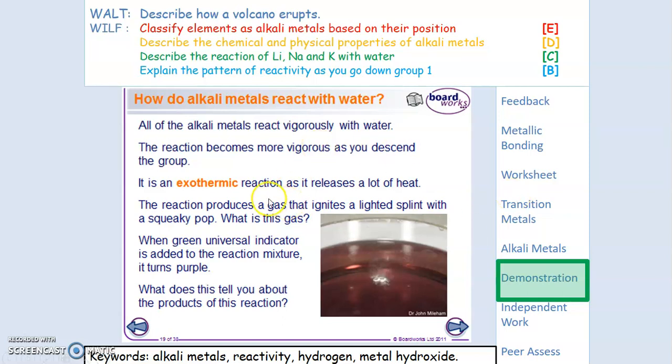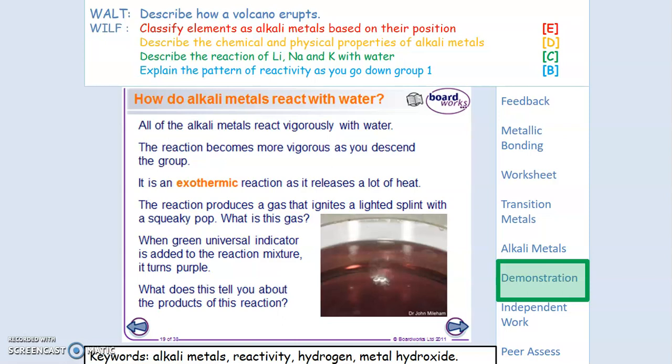Now it says there the reaction produces a gas that ignites a lighted splint with a squeaky pop. Hopefully you remember from other lessons the squeaky pop. If you burn a gas and it burns with a squeaky pop, that shows you that it is hydrogen gas. The green universal indicator, if you add that to the water before you react the metal with the water, it turns purple. That tells you one of the products of the reaction is an alkaline substance. So you have hydrogen gas and an alkaline substance, which is a metal hydroxide.